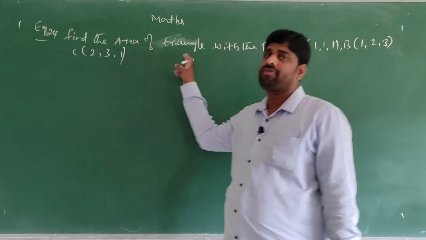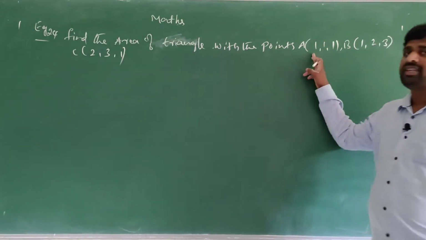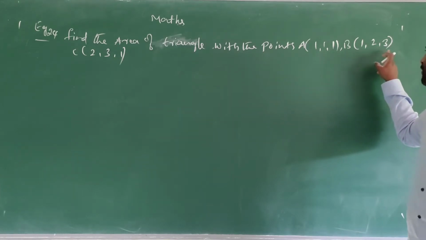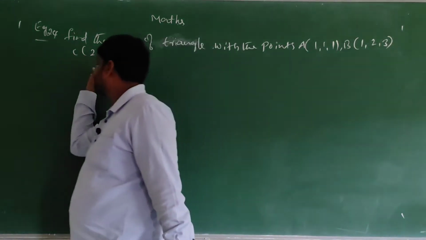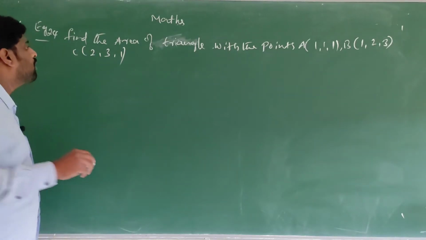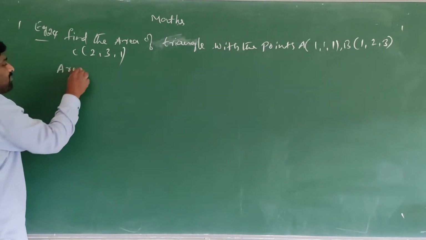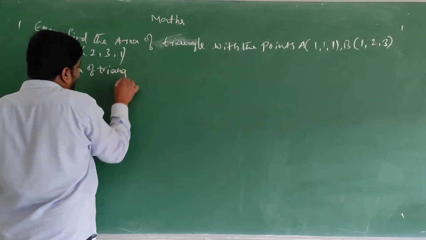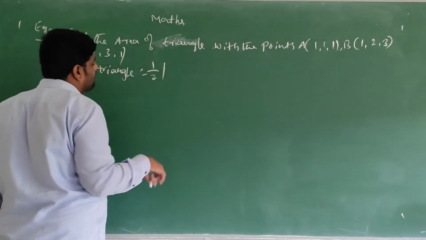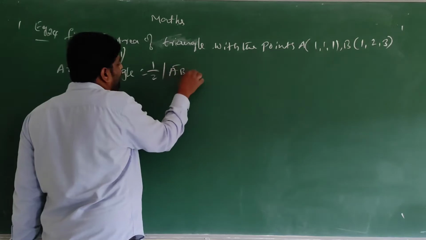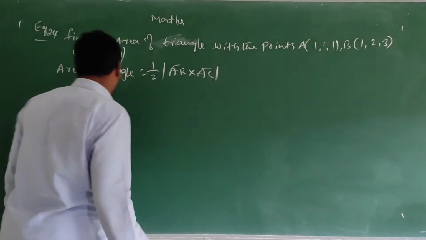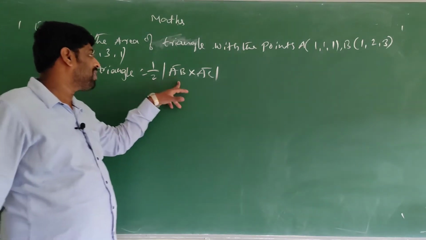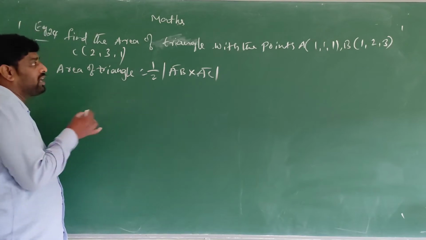Find the area of a triangle with the points A(1, 1, 1), B(1, 2, 3), C(2, 3, 1). The area of a triangle formula is 1/2 times the magnitude of AB bar cross AC bar. Now I want to find AB bar.